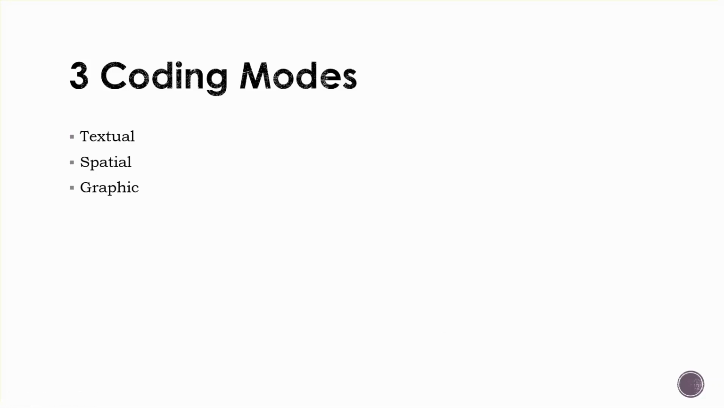Kosnick also defines 3 coding modes. So those are textual, spatial, and graphic. These modes are essentially materials, so for the textual mode, we're talking about words. In the spatial mode, you make decisions about how the words are set up on the page. And then in the graphic mode, we're talking about things like shading, line weights, even as far as the color of the page.